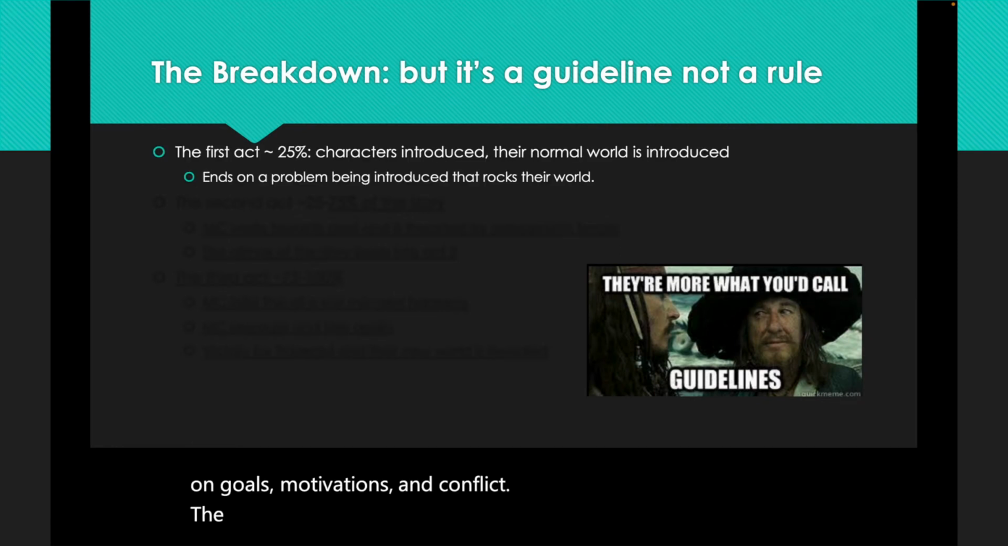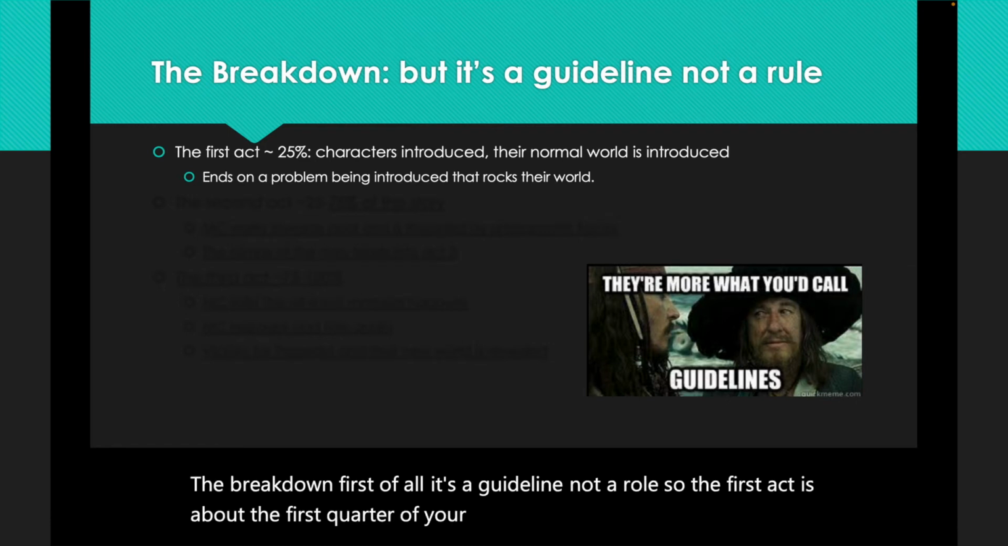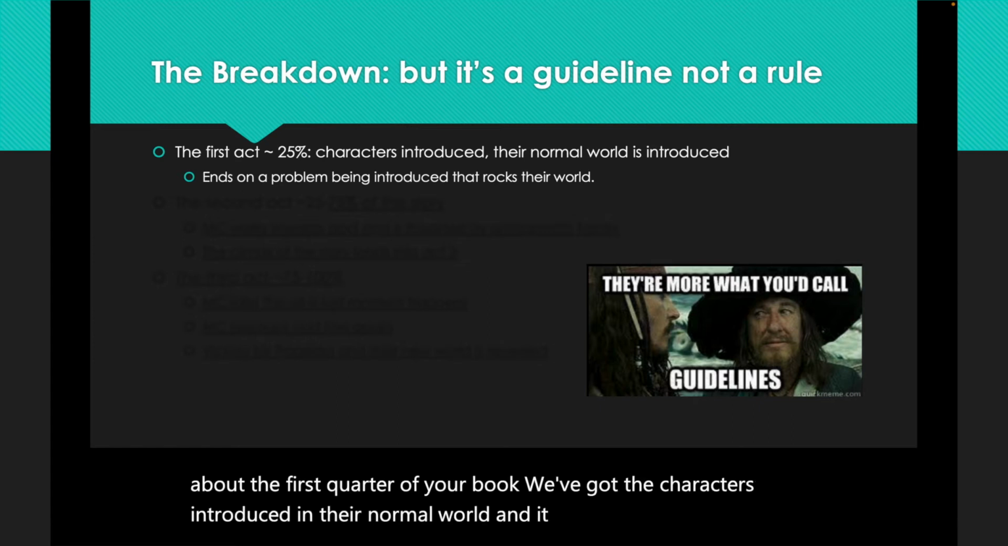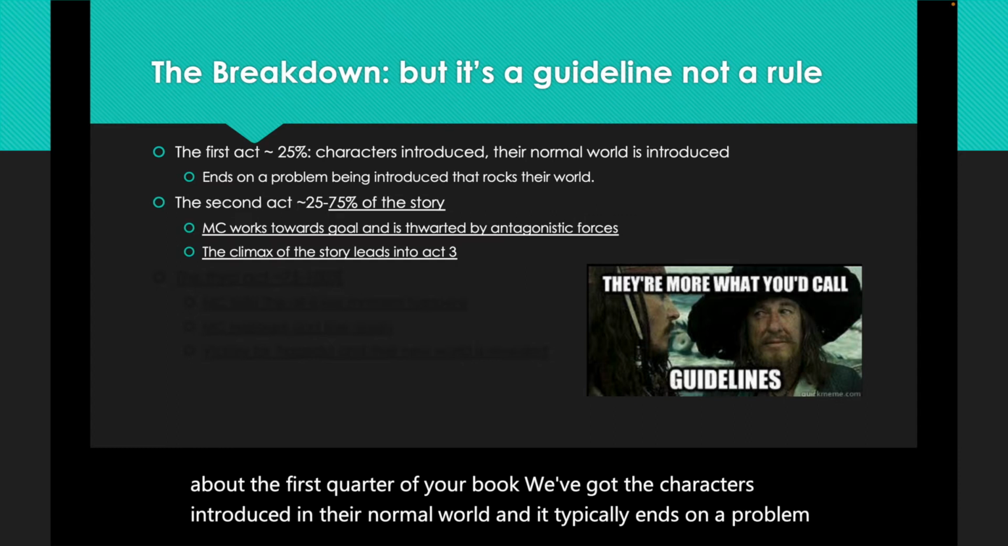The breakdown. First of all, it's a guideline, not a rule. So the first act is about the first quarter of your book. We've got the characters introduced in their normal world, and it typically ends on a problem that rocks their world.